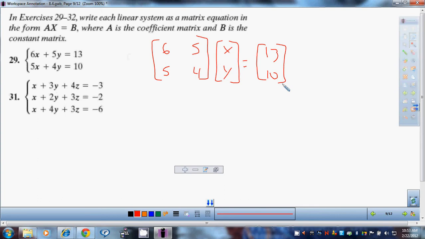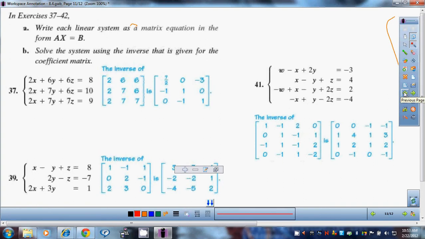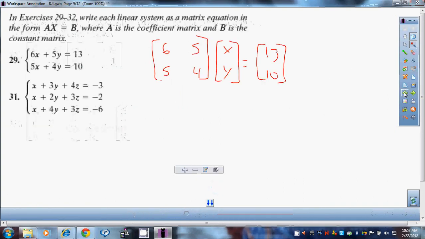It's just getting you to notice, if I were to multiply this back through, I'd get 6x plus 5y equals 13, 5x plus 4y equals 10, just by matrix multiplication. The ability to do that is how you get to be able to do this slide. That's the reasoning behind it.